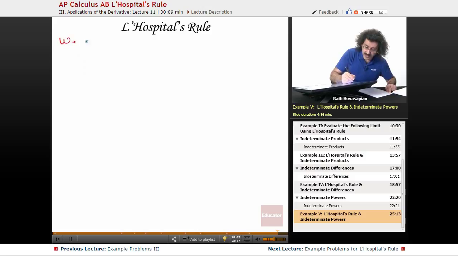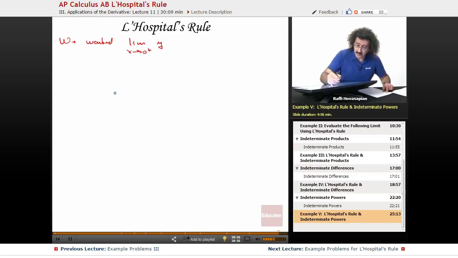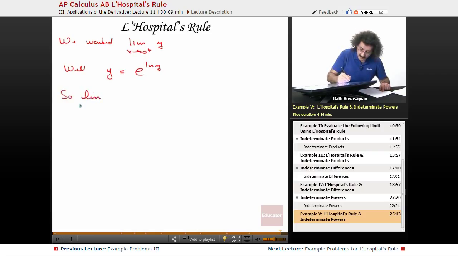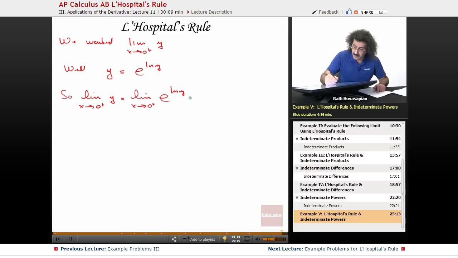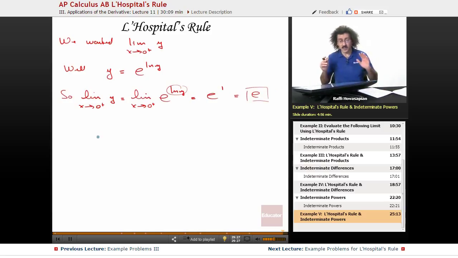So let's just recap. We wanted the limit as x approaches 0 of y. Well, y is equal to e to the ln y. So the limit as x approaches 0 from the plus side of y equals the limit as x approaches 0 from the plus side of e to the ln y, which equals e to the 1, because we found the limit of that, which is equal to e. So there we go. We found our limit.